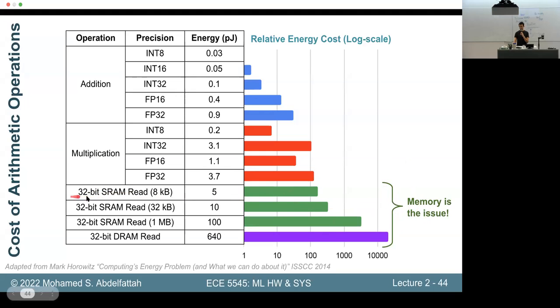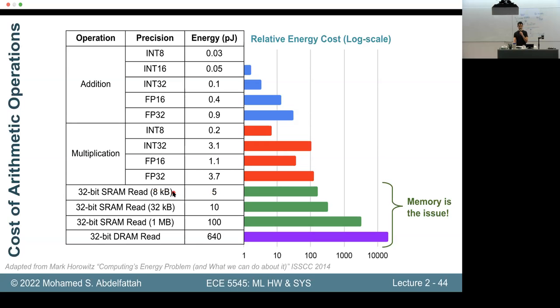So this first row here in the memory part shows the cost of accessing a 32-bit number from an on-chip SRAM. So we're not even going off-chip. We're talking about an on-chip cache or an on-chip buffer. In this case, accessing that 32-bit number is more expensive than multiplying two 32-bit numbers, which is the most expensive arithmetic operation here, right? And that cost grows if your on-chip RAM is bigger. So if I have an 8 kilobyte SRAM, that's how much it costs.